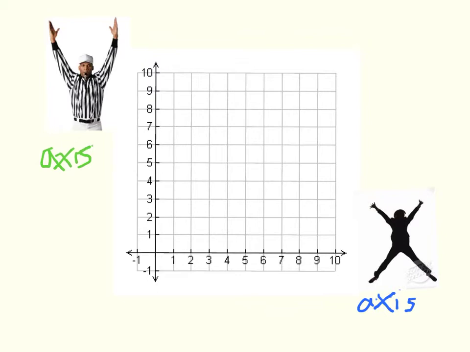Where the two number lines meet, right here, we call the origin. It's called the origin because that's where you start out when you're graphing. You may remember that the two number lines meet where the zeros are. So we should be thinking about the number 0 for this origin.